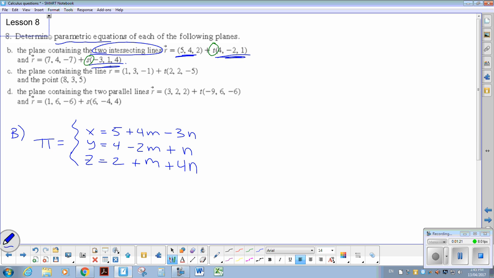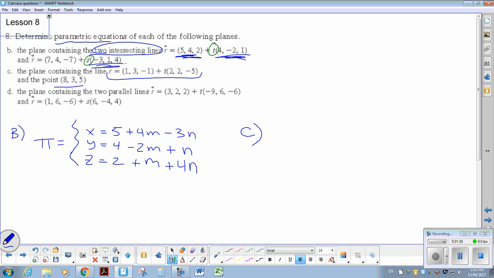So there we go. We know the lines intersect. Don't need to know the intersection point. I'm going to use the reference point from one and then the direction vector from each. C, plane containing the line. So we're going to use that line and that point.